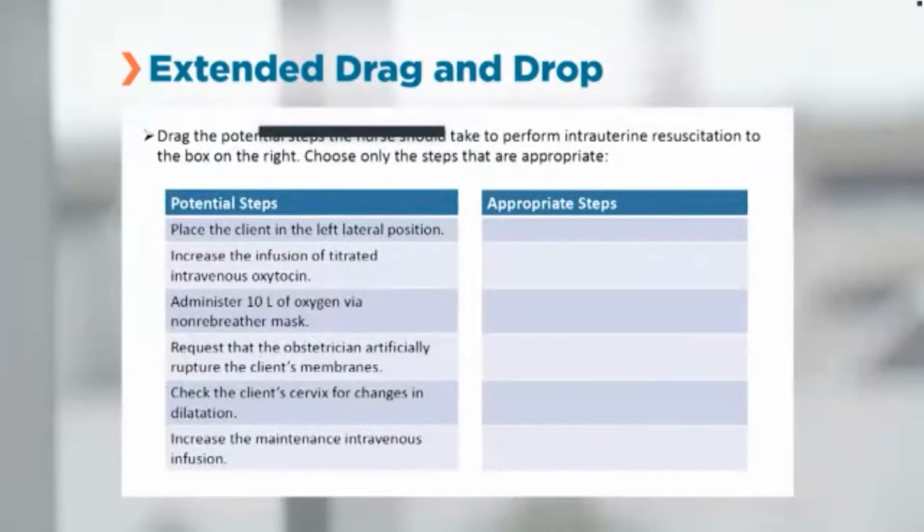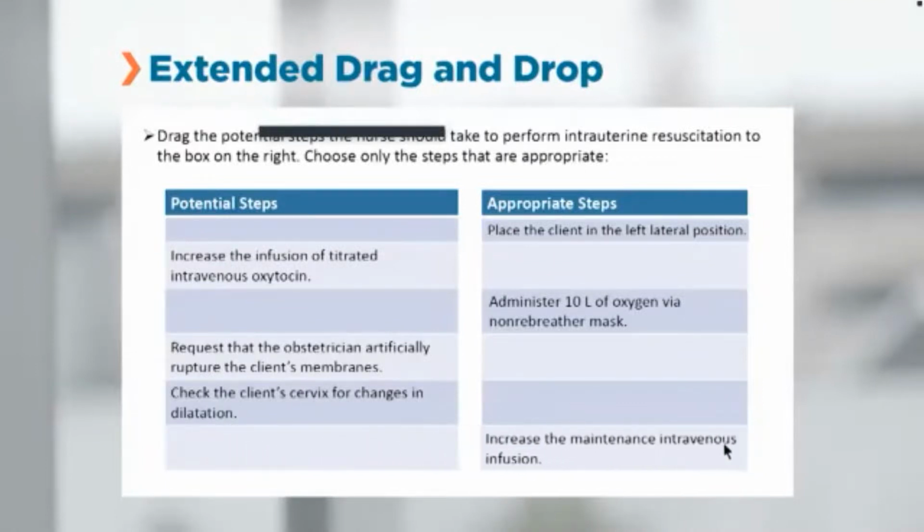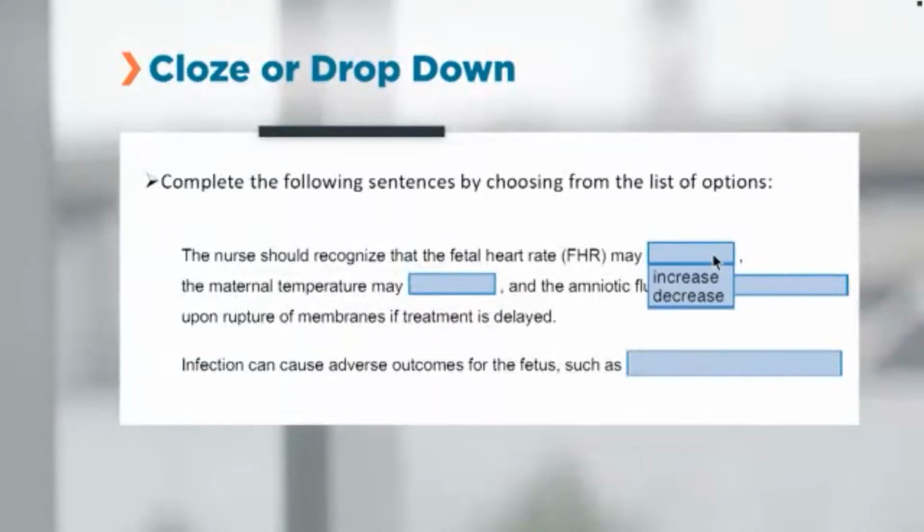Extended drag and drop. Extended drag and drop items allow you to move or place response options into answer spaces. This item type is like the current NCLEX ordered response items, but not all of the response options may be required to answer the item. In some items, there may be more response options than answer spaces. Close or drop down. In close or drop down questions, you can select one answer option from a drop-down list of words or phrases and can be found within tables or charts.